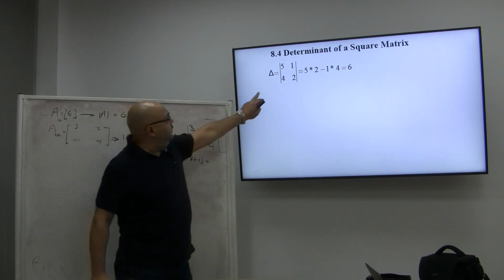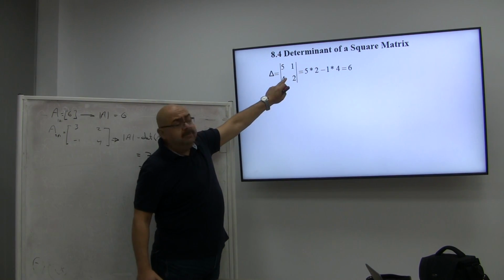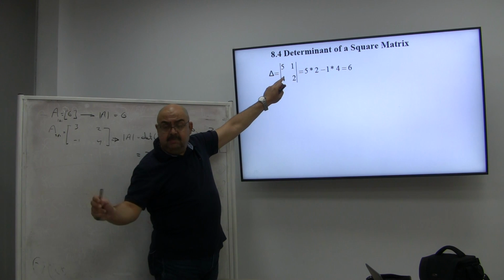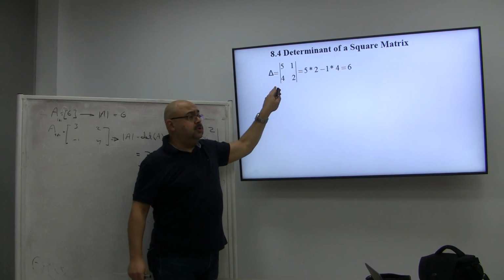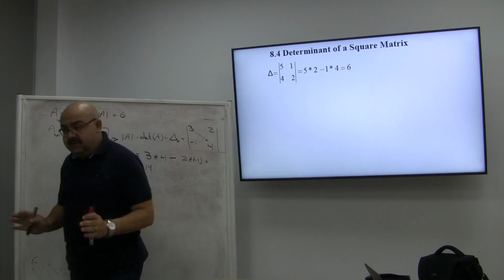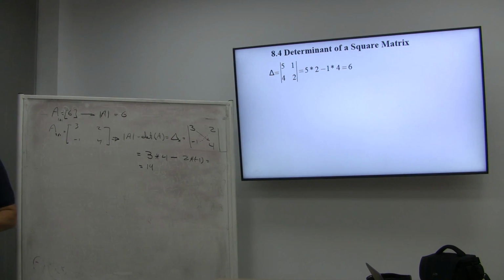Exactly in a similar manner for this determinant, 5 times 2 is 10, then minus 1 times 4, so the result will be 6. And that's it. That's a really very simple rule for evaluating a 2 by 2 determinant.